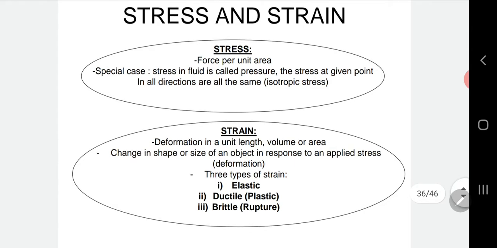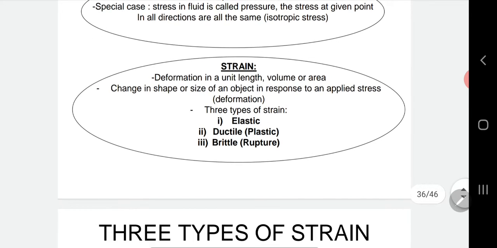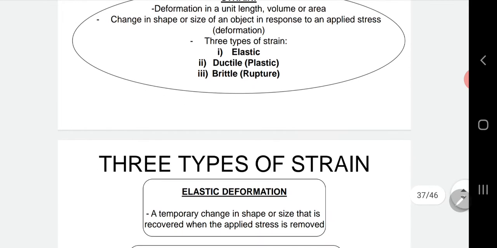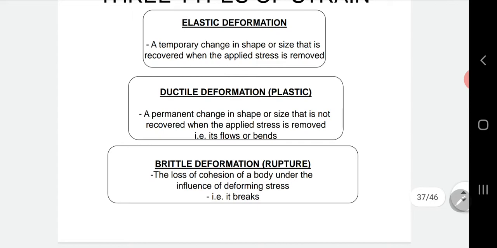Strain is the change in shape or size of an object in response to an applied stress. There are three types of strain, which are elastic, ductile, and brittle. Okay, how to describe the three types of strain? For elastic deformation, a temporary change in shape or size that is recovered when the applied stress is removed. The change is only when you apply the load.